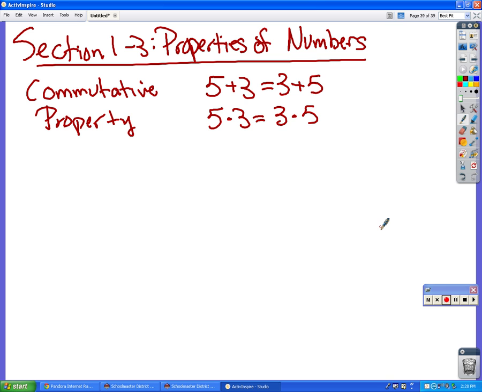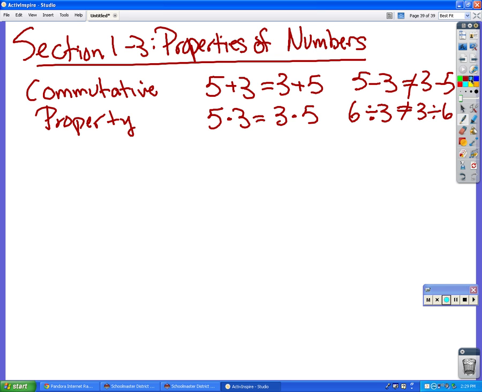So if I change this to subtraction and said 5 minus 3, does 5 minus 3 equal 3 minus 5? No. Okay? Those two are not the same. How about 6 divided by 3? Does that equal 3 divided by 6? No. So the important thing is for you to understand which operations you can use that for and which ones you can't. So addition and multiplication, order doesn't matter. Subtraction and division, it does. Okay?